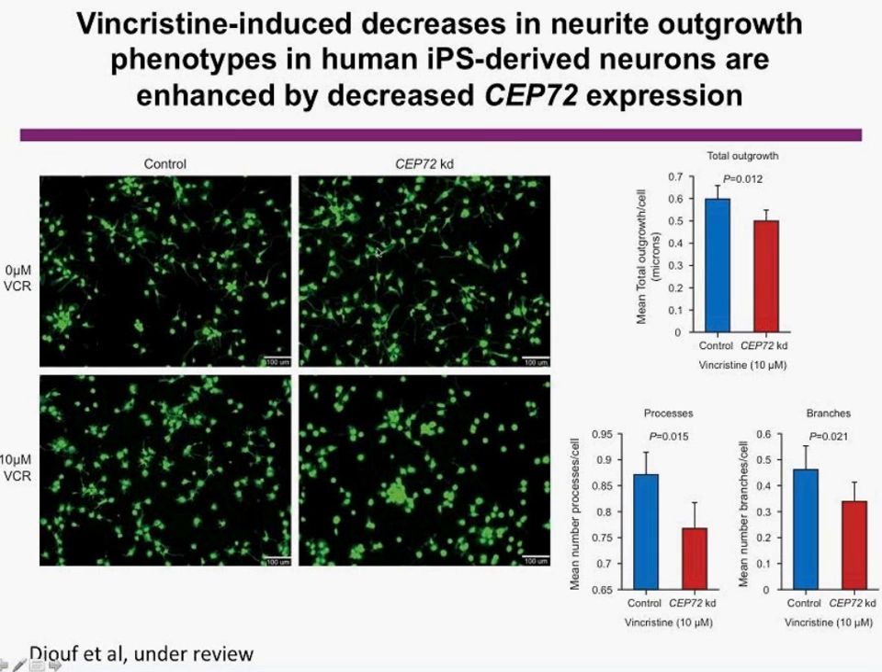We knocked the CEP72 down in this model that I just described of the iCell neurons, and we found an increase in sensitivity of cells to vincristine after knockdown as measured by total outgrowth, as measured by number of processes per cell, and as measured by number of branches per cell. And so this really helps us to feel a lot more confident that CEP72 is important in vincristine-induced neuropathy.